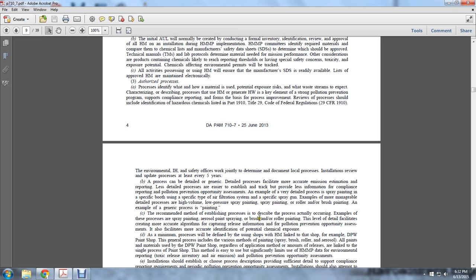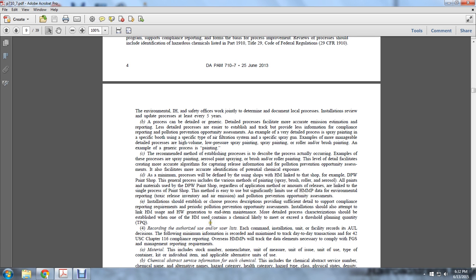The level of detail in facilities creates more accurate algorithms and captures release information for the pollution prevention opportunity assessment. With more detail, there is more identification of potential chemical exposure. As a minimum, a process will be defined by the shops using the hazardous material, with the hazardous material linked to the shop. For example, the Department of Public Works would be the paint shop, and the process includes the various methods of painting: spray, brush, roller, aerosol. All paints and materials used by the Department of Public Works paint shop, regardless of the application method and amount of release, are linked to the single process of the paint shop.